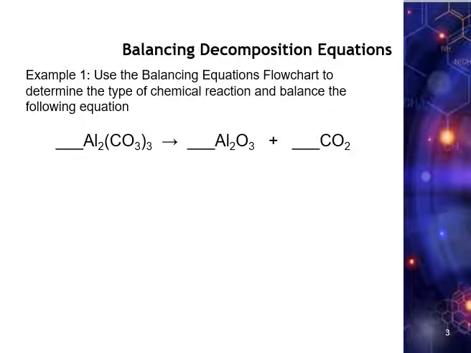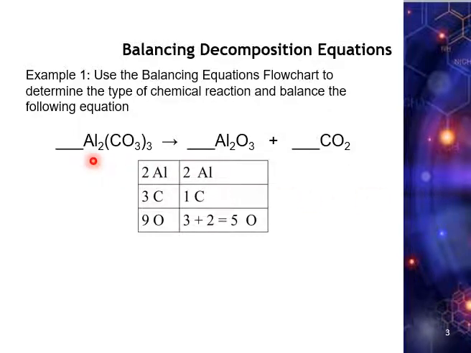Example 1. Use the balancing equations flowchart to determine the type of chemical reaction and to balance the following equation. We can tell this is a decomposition reaction because we do not have a plus sign on the left, and we have two or more products on the right.